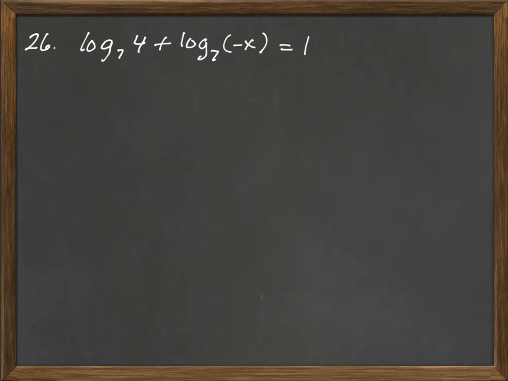Number 26, I would combine these. Now it's adding, so it would be a product. Log 7 of negative 4x equals 1.